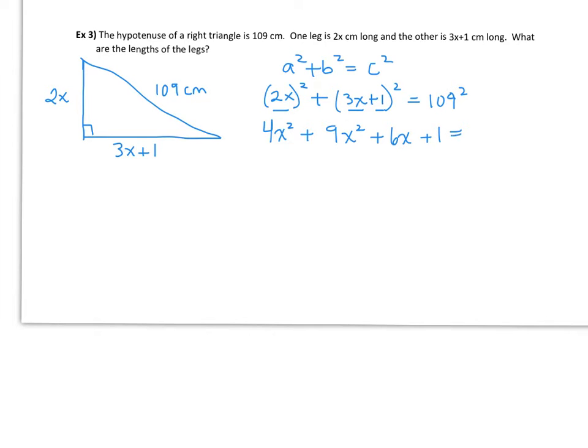And that's going to equal 109 to the exponent of 2, which is 11,881. I used my calculator to do that; I don't know that one in my head. All right, collecting like terms, 4x squared plus 9x squared is 13x squared plus 6x. And then while I'm at it, I'm going to subtract the 11,881 from the 1, and of course we have minus 11,880, and that's equal to 0.